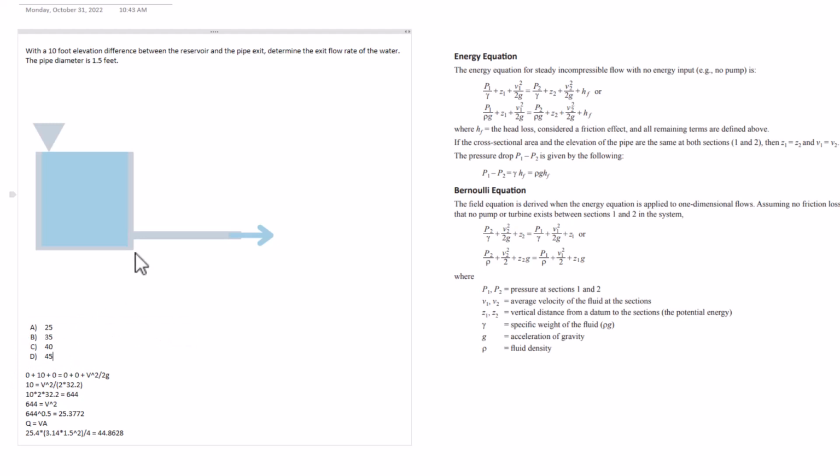So that's how we solved this equation here. First, we found what we needed for the energy equation, labeled our points 1 and 2, broke down the individual elements, solved for the velocity, then used the pipe diameter to then solve and find that flow rate, which was what we needed here. And so the answer is D.